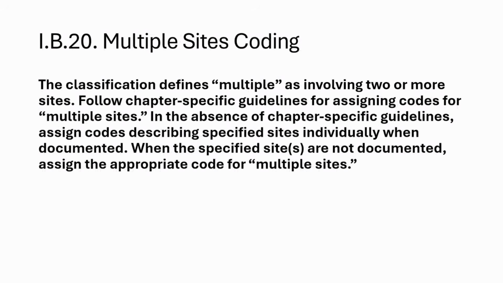Another key clarification is the definition of multiple sites. The classification defines multiple sites as 2 or more sites. That means if you have documentation for each specific site, you code them individually. You only use the multiple sites code when the provider doesn't specify. And this applies across chapters unless otherwise noted. So think: if it's a documented site, we code each site. If it is unspecified multiple sites, then we use the multiple sites code.